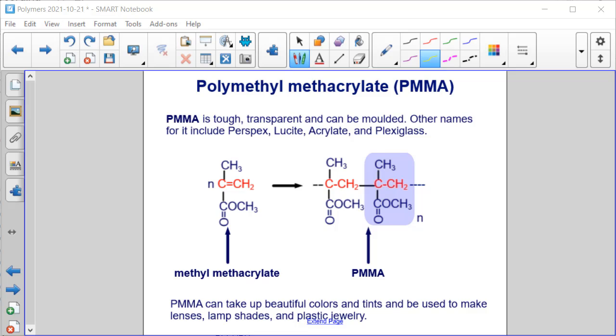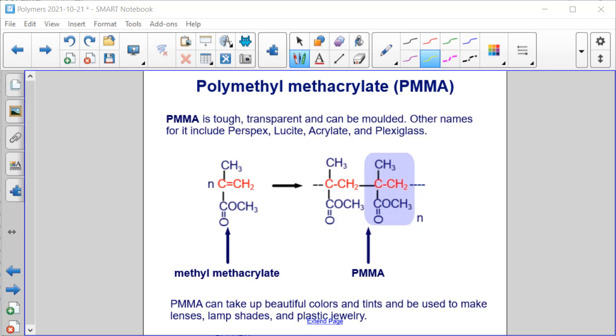Polymethyl-methacrylate, or PMMA, is a tough, transparent polymer that can be molded. Other names for it include perspex, lucite, acrylate, and plexiglass.